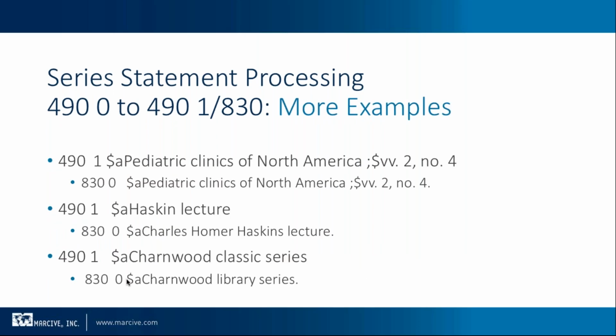Here are more examples regarding the 490 and 830 tags. The 490 tag is a series statement on the resource, and the 830 is the authorized form. Oftentimes, the series statement in the authorized field 830 is identical to what's in the descriptive field 490. Other times, the authorized form is different. MARCHIVE will update the authorized field if the authority record has a series statement in it.